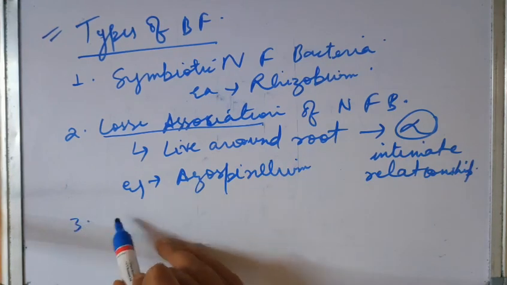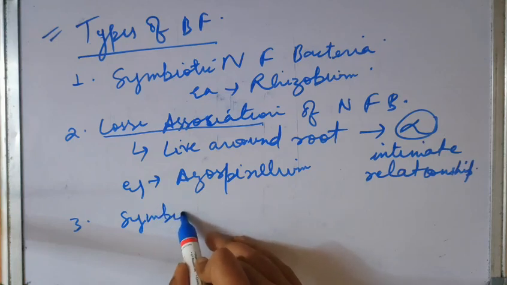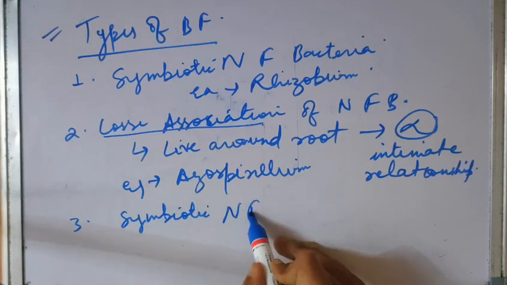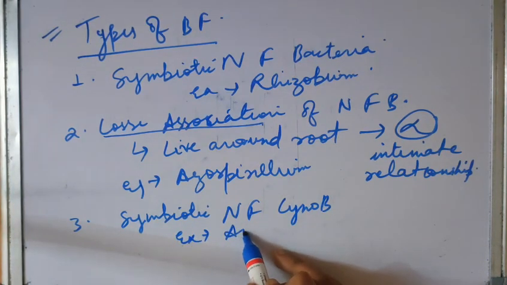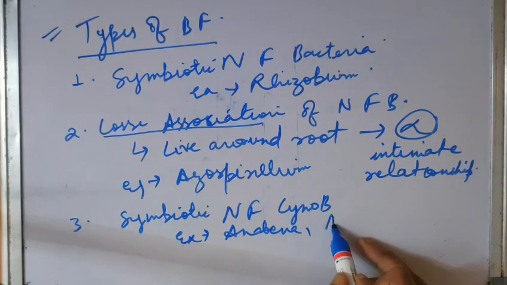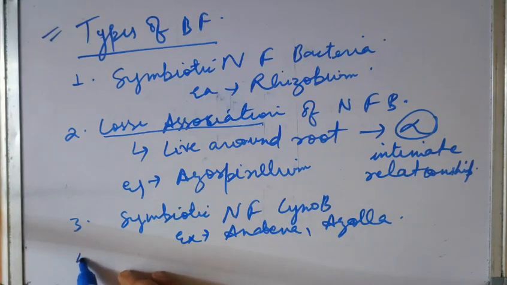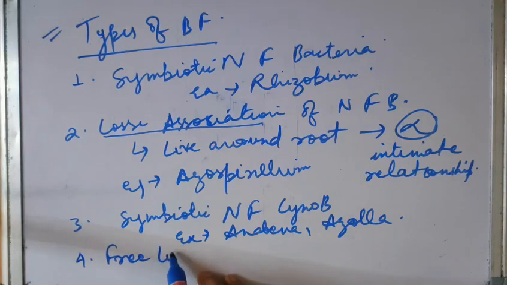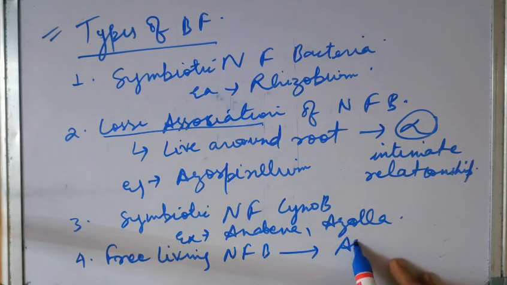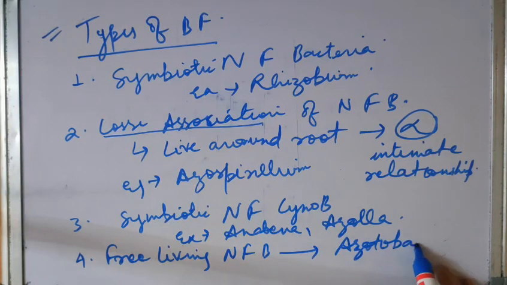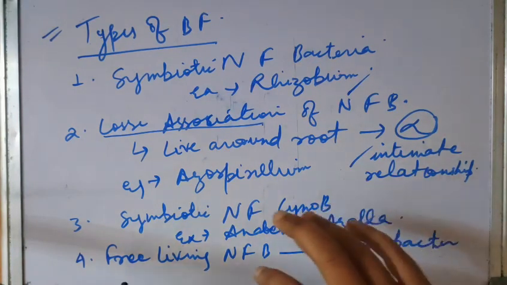Then we have number 3, symbiotic nitrogen fixing cyanobacteria. Example, Anabaena, Azolla. And free living nitrogen fixing bacteria. Example, Azotobacter. So these all can be used as biofertilizers.